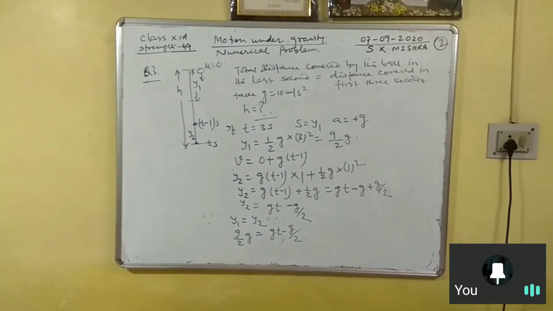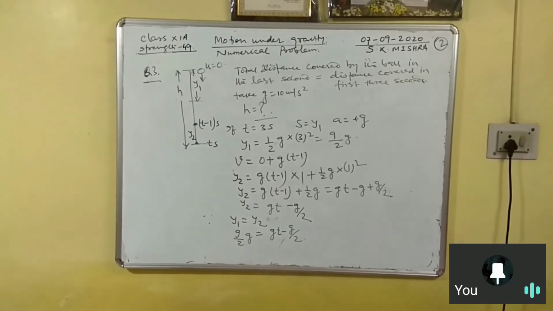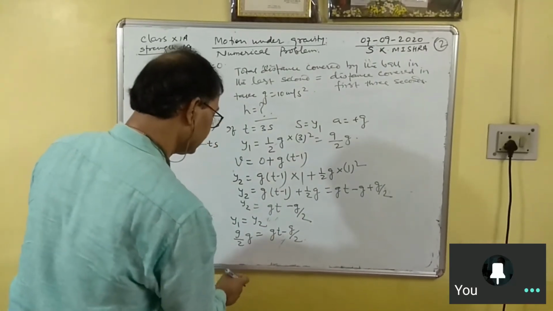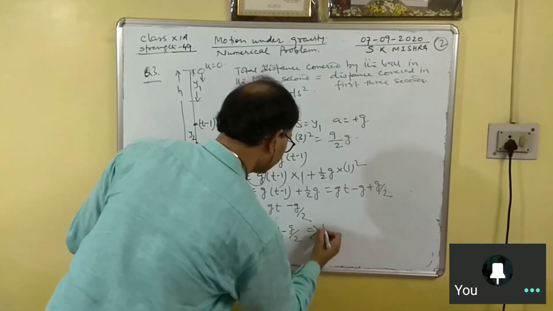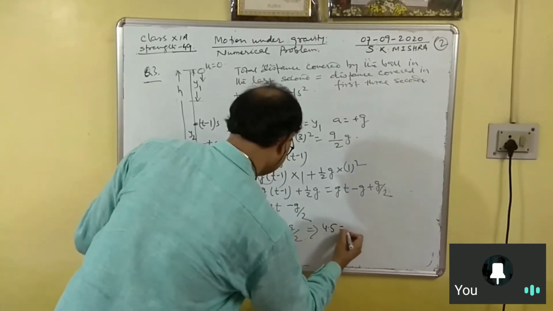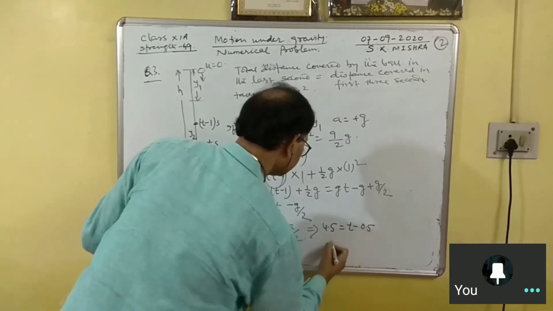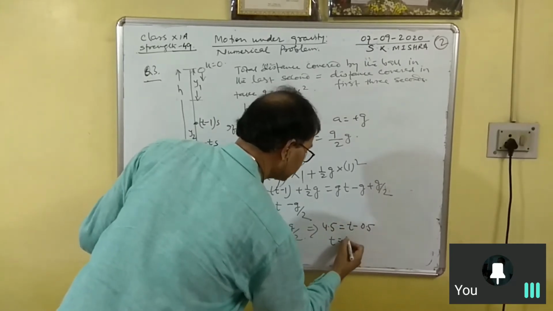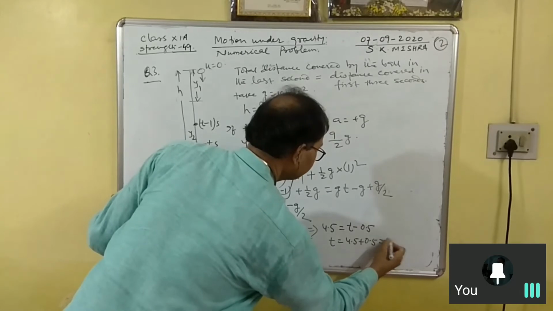Now you can cancel g. Then this is 9 by 2, so 4.5. Should I write 4.5? And this side is t minus 1 by 2, that is 0.5. So the total time taken by the ball to reach the ground is 4.5 plus 0.5, which is nothing but 5 seconds.